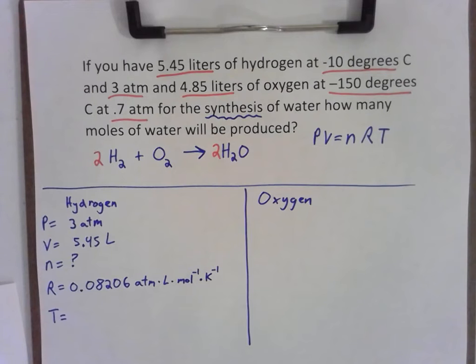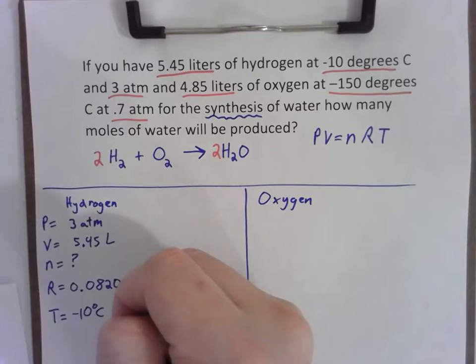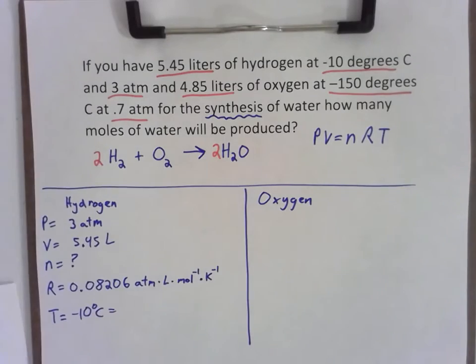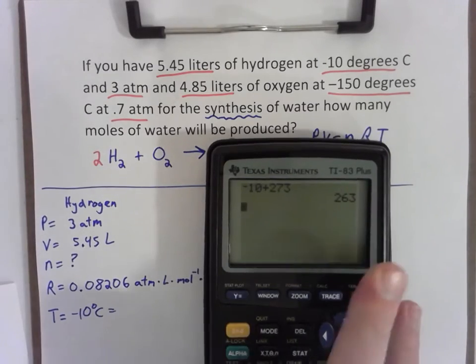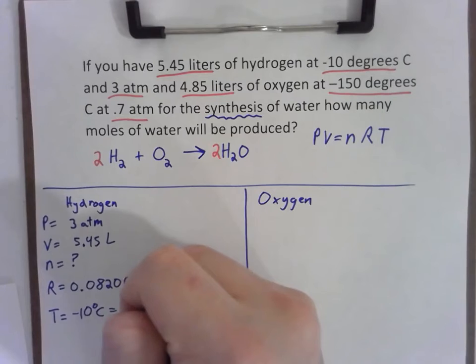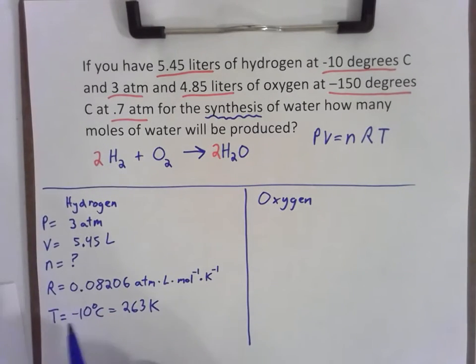And temperature. Now, I am given a temperature, but unfortunately it's in Celsius. So I'm going to have to convert it to Kelvin. If you remember, to do that, you'll just take the Celsius temperature, which in this case is -10, and just add 273 to it. So that's 263 Kelvin. So I'm going to write that down. Remember that anytime you use the ideal gas law or any gas law, temperature has to be in Kelvin. It can't be in Celsius or Fahrenheit.